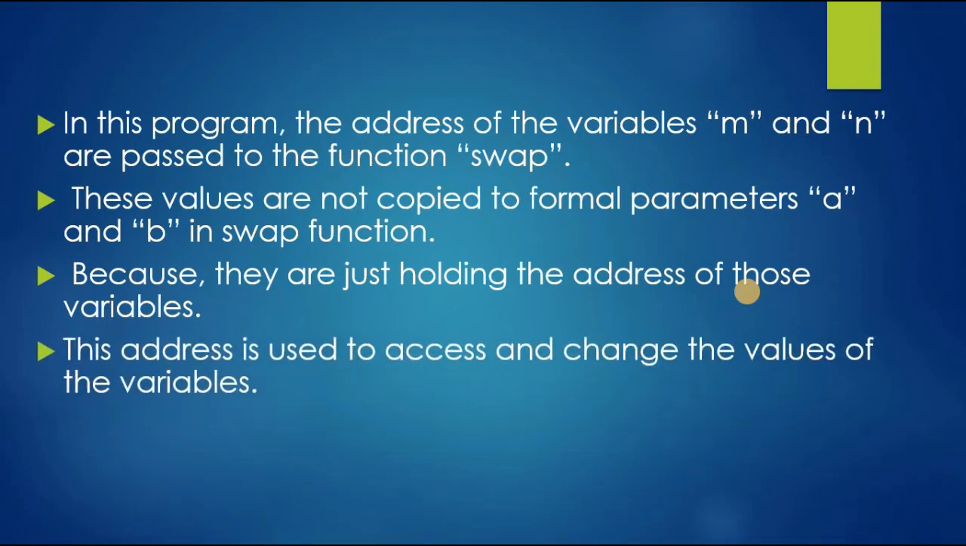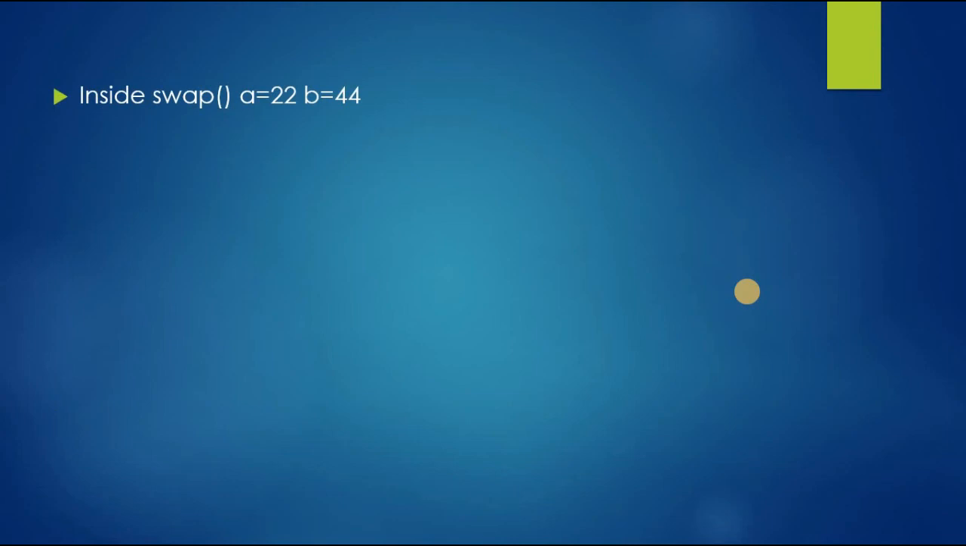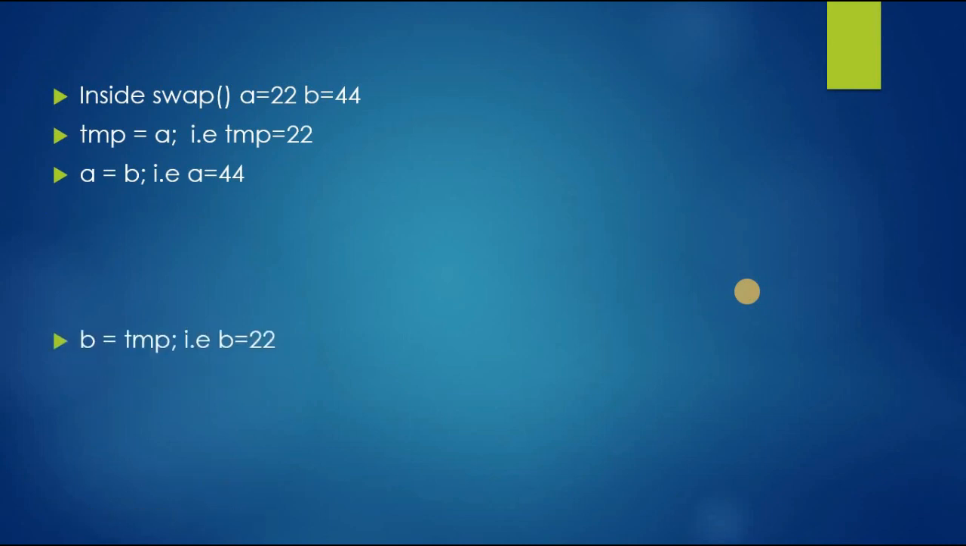This address is used to change the values of the variables. We declared pointer variables, and pointer variables hold the address of other variables. Inside the swap function we will get the values a is 22 and b is 44, because we declared pointer variables. A pointer variable holds the address of another variable. So we got a is equal to 22 and b is equal to 44.